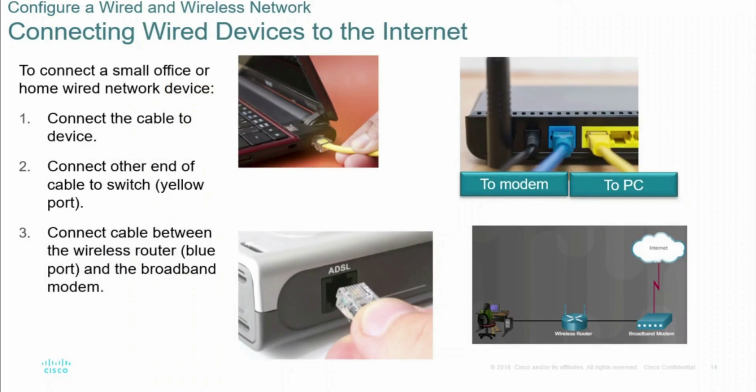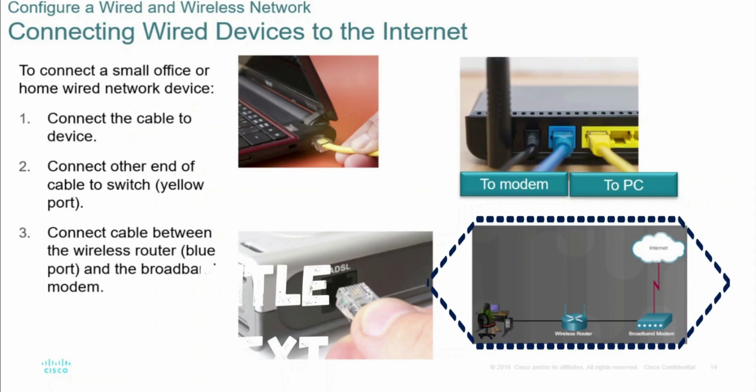Now, if you want to configure a wired or wireless network, we need multiple devices. One, the service from the ISP. Second, you need a device, a router or modem. And the third one is your computer. To connect these devices, you need a wired or wireless cable. Now, in this example, consider the home network configuration where you have a PC, a wireless router, and a broadband modem which is connected to the internet.